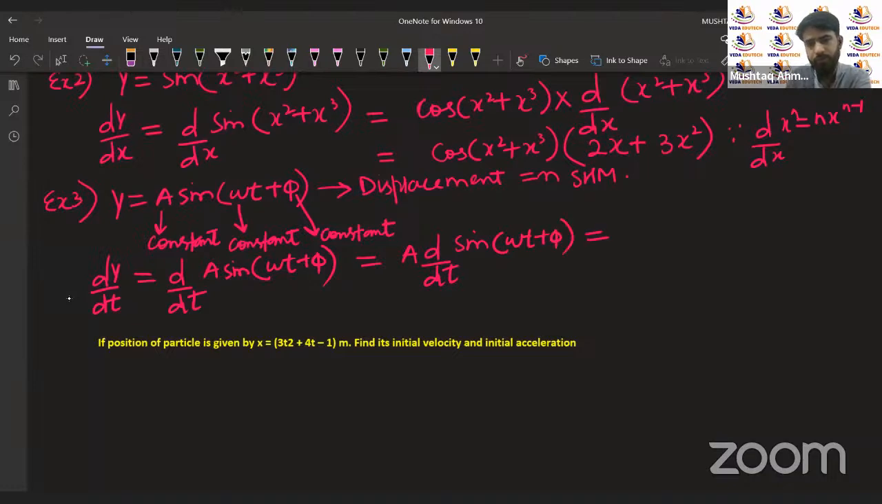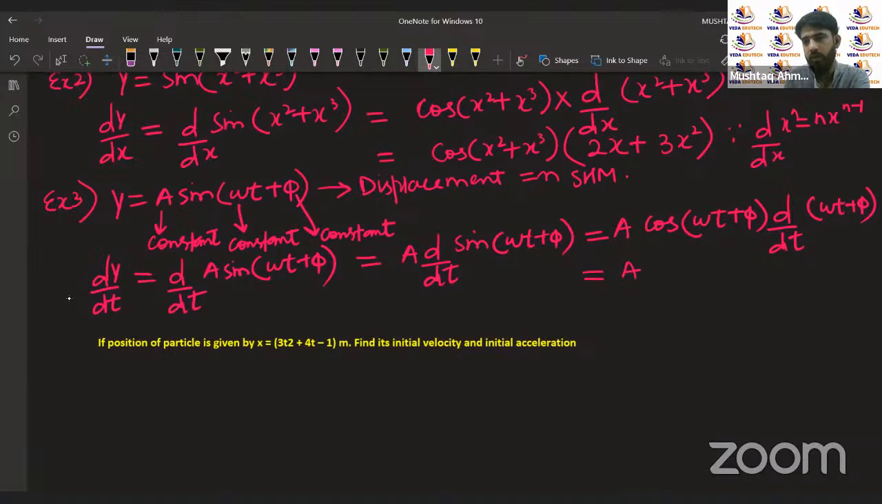यहां से क्या होगा, sin of omega t plus phi, the derivative of sin theta is cos theta. The derivative of sin x is cos x, so we'll write it cos x, that's nothing but omega t plus phi, and the derivative of omega t plus phi, that's the chain rule.